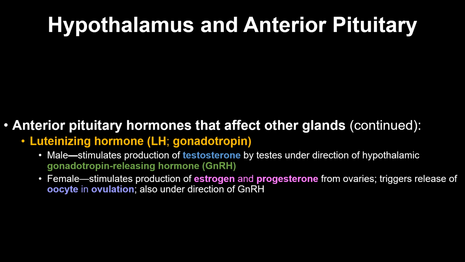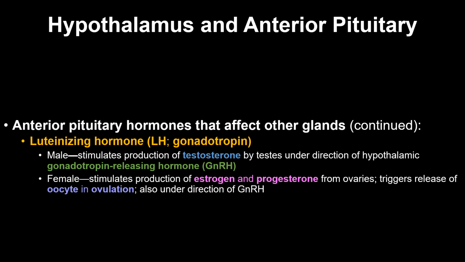You also have luteinizing hormone, which is one of two hormones known as gonadotropins. These are secreted by cells called gonadotrophs. The gonadotropins are named because what do they do? They stimulate male and female gonads, the testes and the ovaries respectively. So luteinizing hormone secretion is stimulated by the hypothalamic releasing hormone called, you guessed it, gonadotropin releasing hormone.